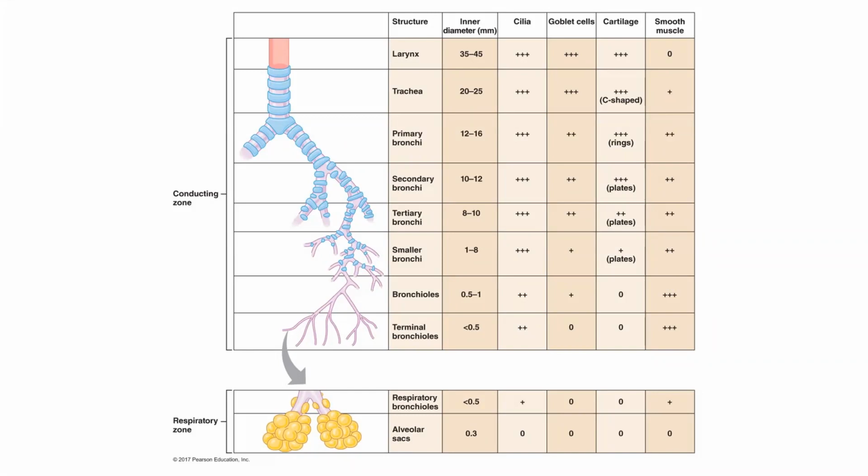We'll see later on that we can modify the diameter of that smooth muscle, just like we did in vessels. And so we can bronchodilate and bronchoconstrict. And so smooth muscle helps to accommodate the regulation of the radius of the airway in some of these distal parts.